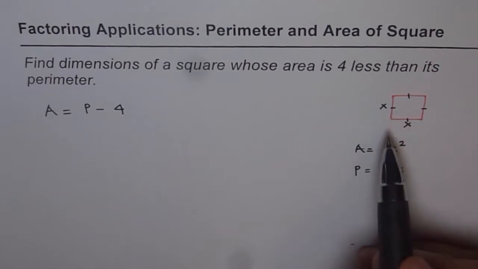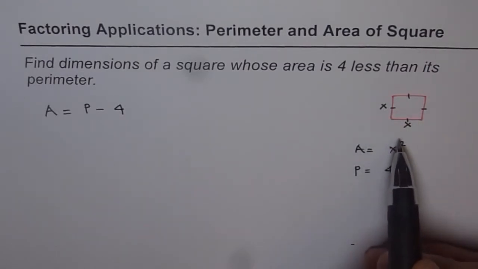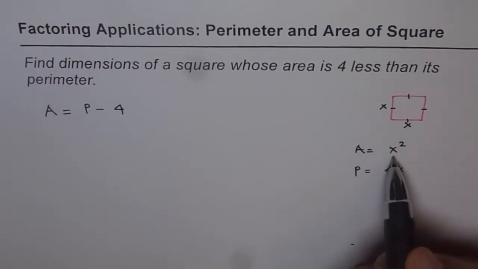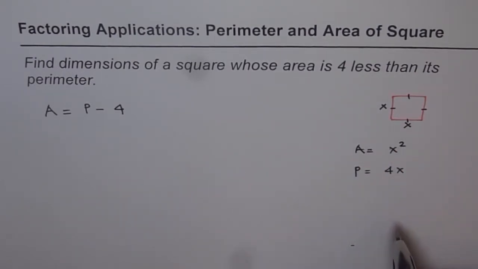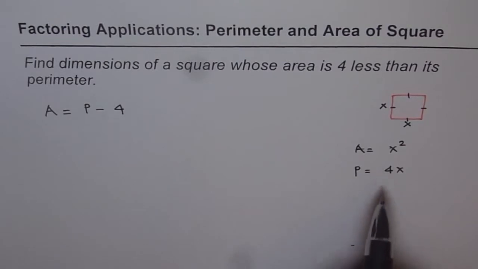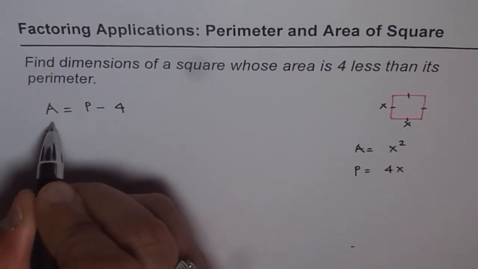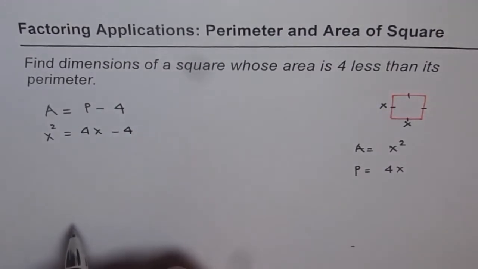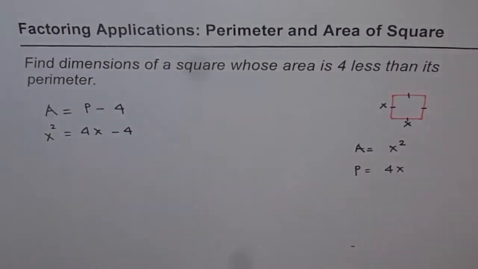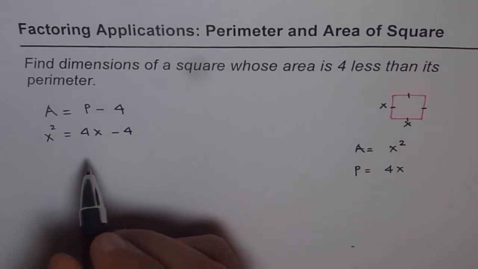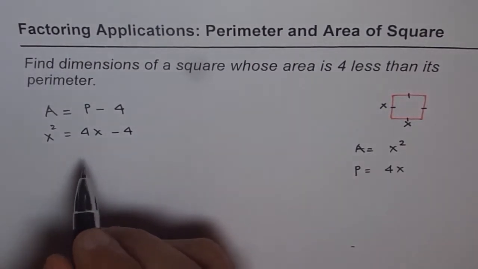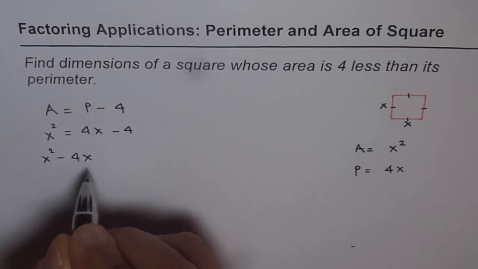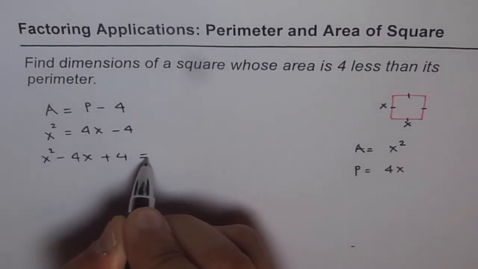Now if we consider a general square with side length of x, in that case area will be x square and perimeter will be 4x. So we can write these values here. So we get x square equals to 4x minus 4, right? So we can now rearrange this and try to get our answer. If we rearrange it, we get x squared minus 4x plus 4 equals to 0.